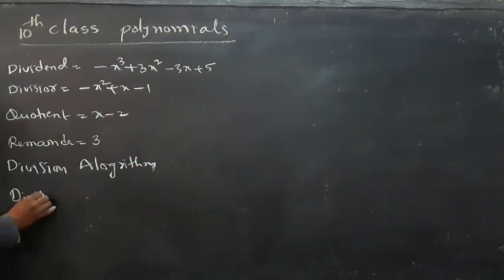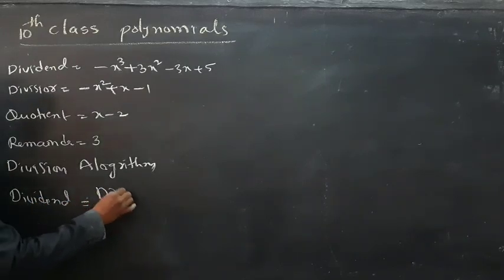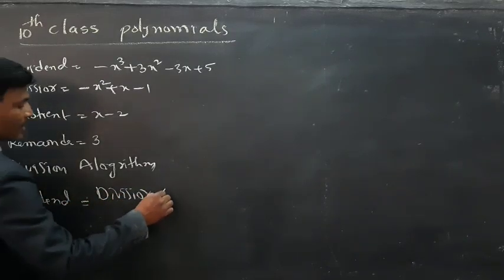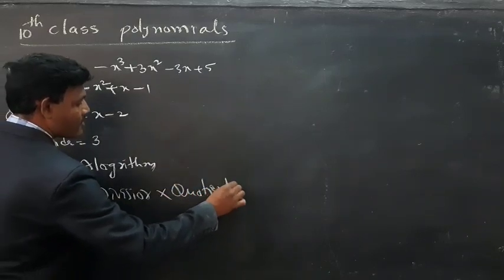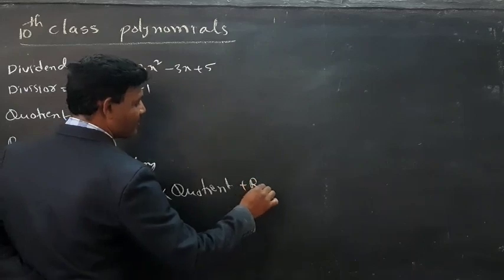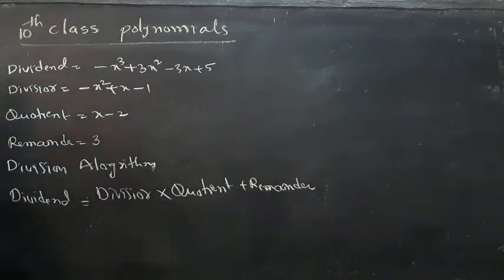Dividend is equal to divisor into quotient plus remainder. Plus remainder. So here, what is the dividend?